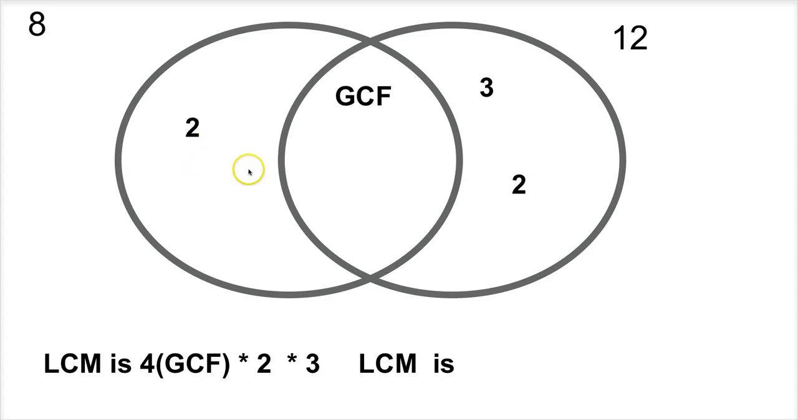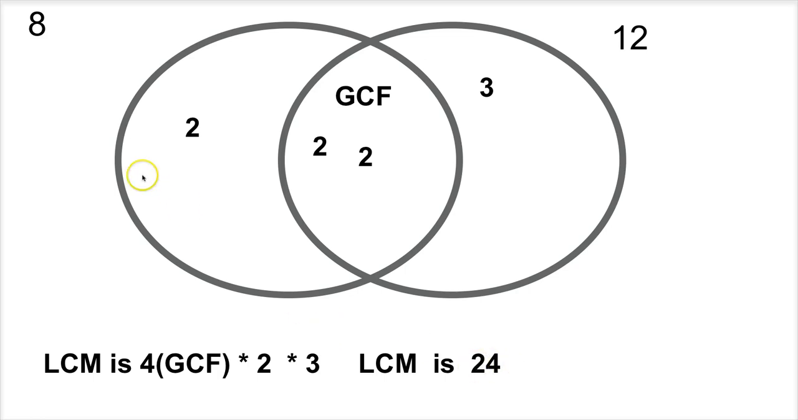I know they also share another 2. And in my overlapping area, it's going to be 2 times 2. Well, the greatest common factor for 8 and 12 is 4. Now I have a 2 left on the 8 side and I have a 3 left on the 12 side. That's not included in my greatest common factor. So my least common multiple is going to be 4 times 2 times 3. And my least common multiple is 24.